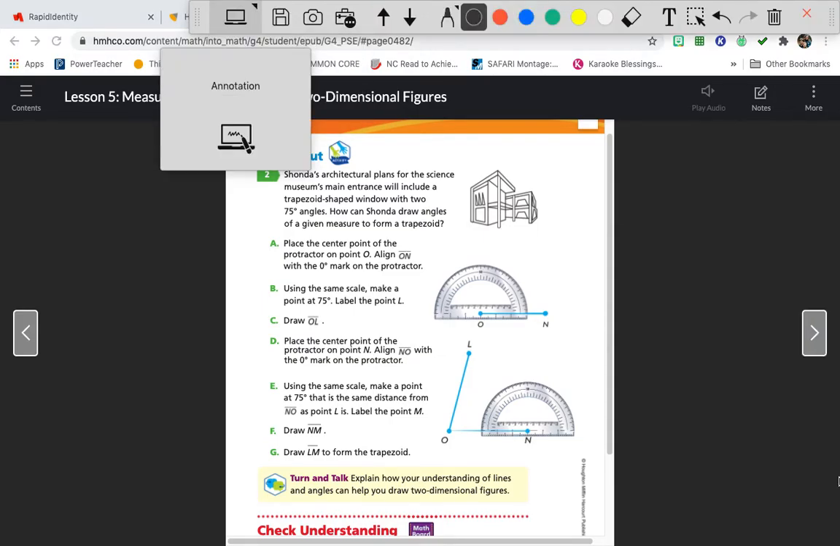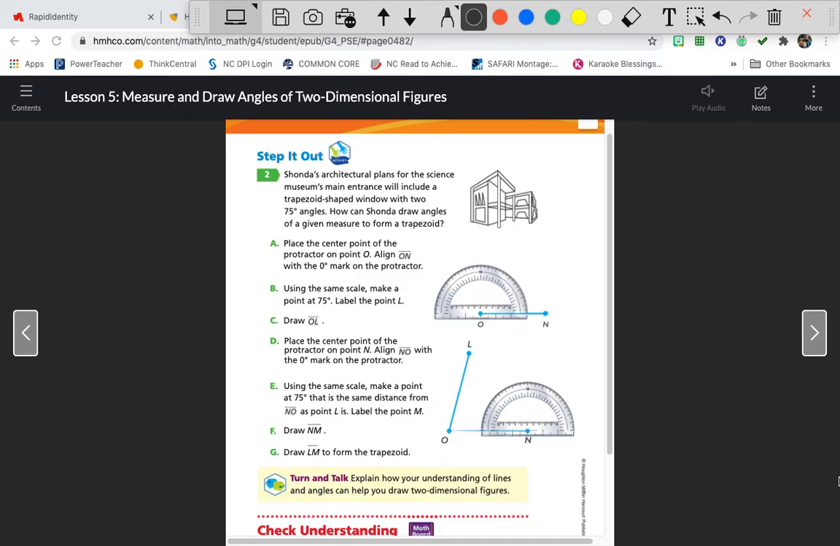Step it out. Shonda's architectural plans for the Science Museum's main entrance will include a trapezoid-shaped window with two 75-degree angles. How can Shonda draw angles of a given measure to form a trapezoid? Now remember, a trapezoid is a quadrilateral, 4 sides, with only one pair of parallel lines. And if we remember parallel lines, they go side by side, but they never intersect, they never cross over.